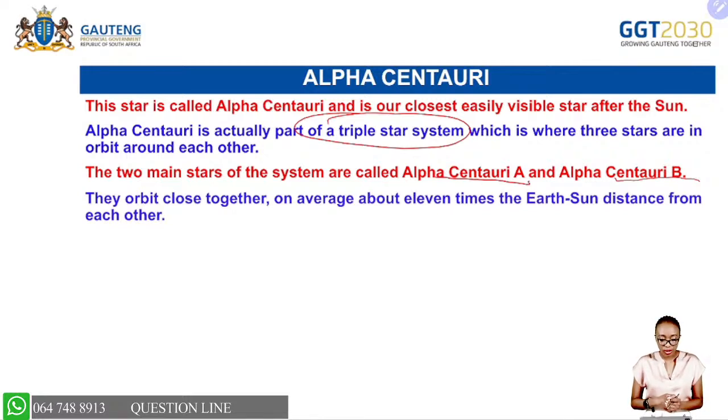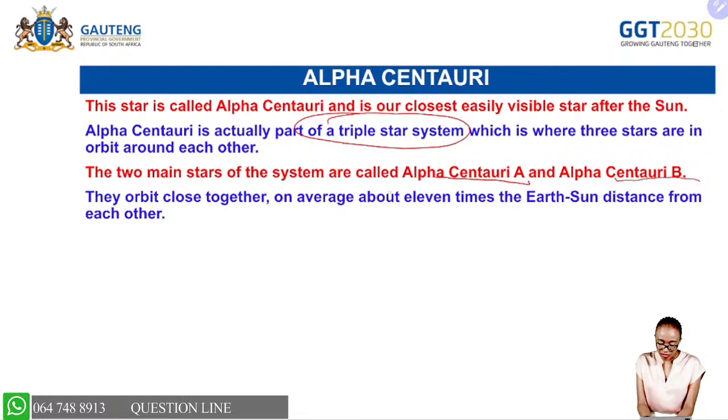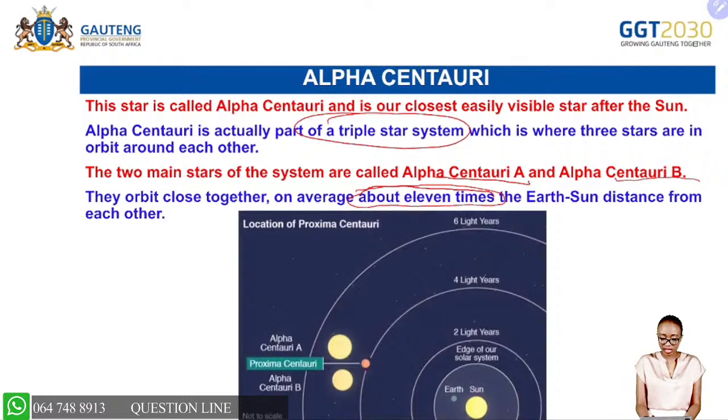Now, they orbit close together, on average about 11 times the Earth distance from each other. That's how close they orbit.